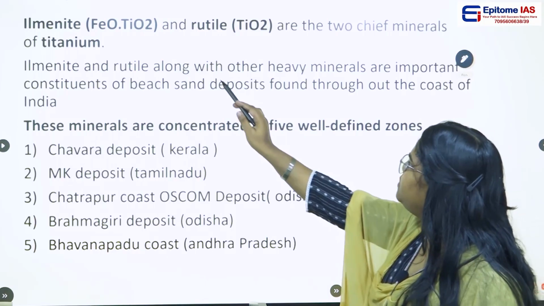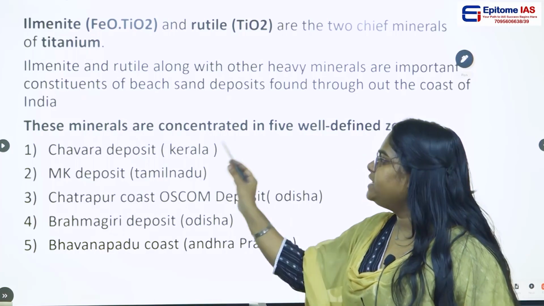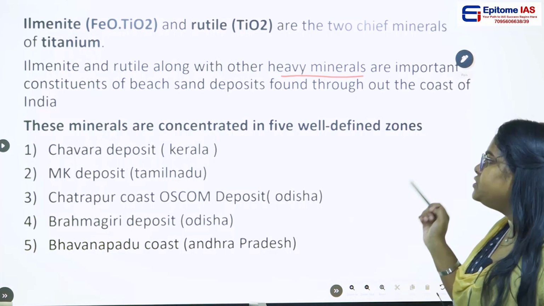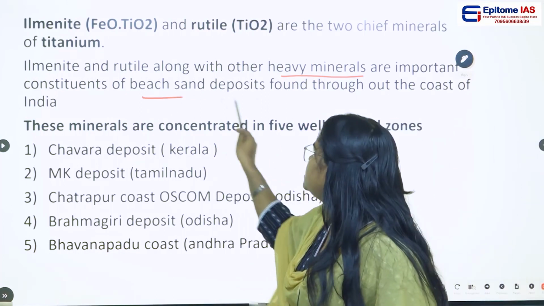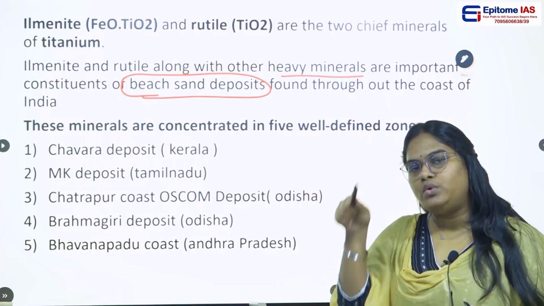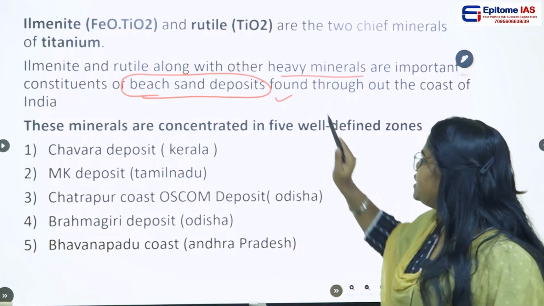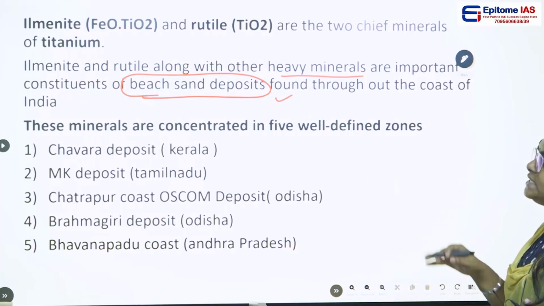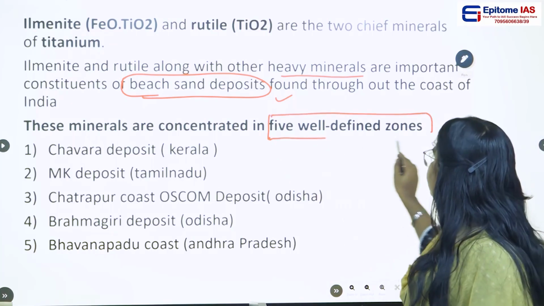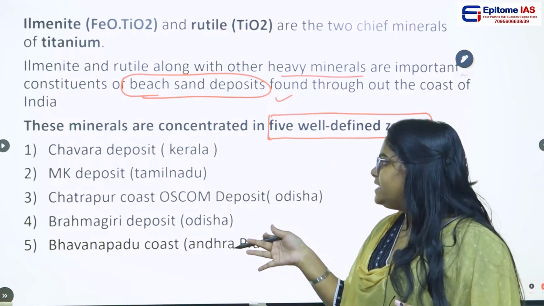If you see here, ilmenite and rutile are the two chief minerals of titanium. Ilmenite and rutile, along with other heavy minerals, are important constituents of beach sand deposits. So these are found on the beaches. Throughout the coastal area of India we find these deposits, but especially there are 5 well-defined zones where these deposits can be seen in much quantity and quality.